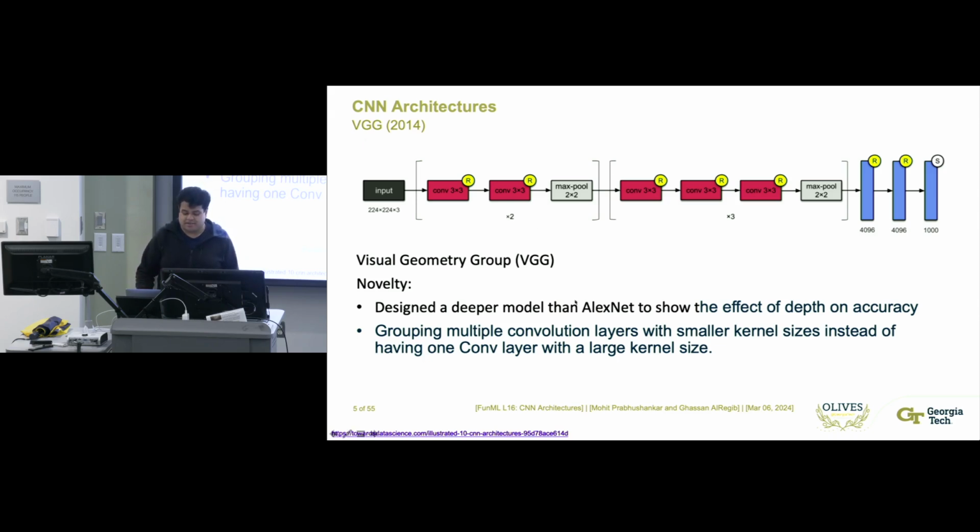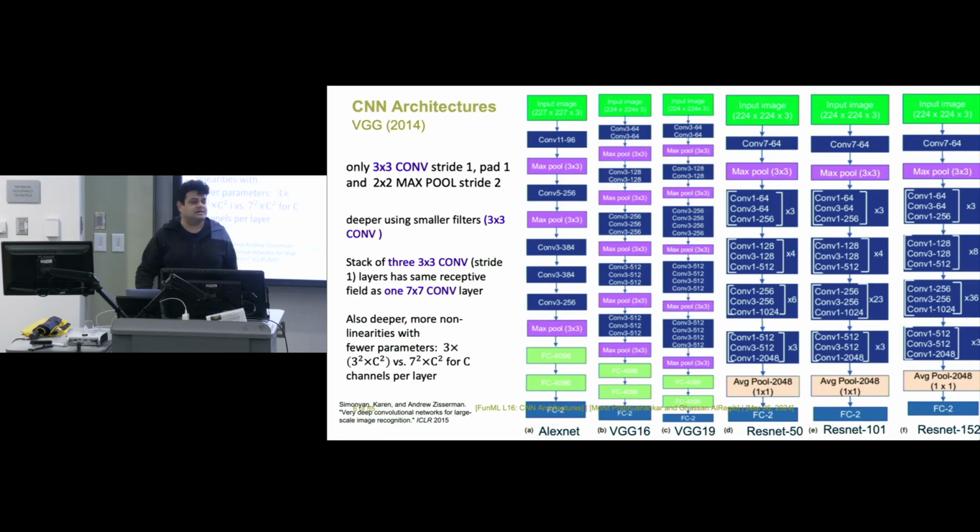And the most important part is that they designed a deeper model compared to AlexNet to show the efficacy of this depth. So we looked at AlexNet and we thought, okay, this was an extremely deep architecture with 68 million parameters. VGG was able to top that by more than double that amount in order to make their architecture. So the way they were able to go deeper was by grouping multiple convolution layers with smaller kernel sizes instead of having one conv layer with a larger kernel size. This is more easily explained in this slide.